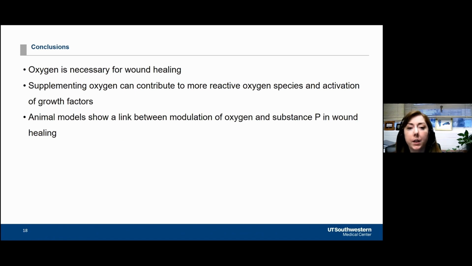So in conclusion here, number one, oxygen is absolutely necessary for wound healing. No ifs, ands, or buts about it. But also, supplementing oxygen can contribute to more reactive oxygen species and then activation of growth factors in turn. And also, in animal models, we've seen a link between the modulation of oxygen and substance P within that wound healing. Thank you.